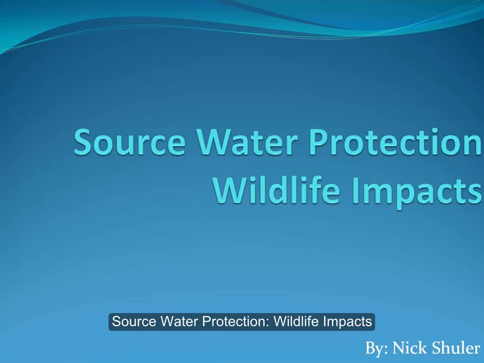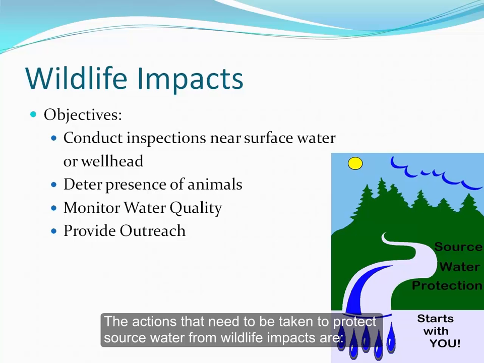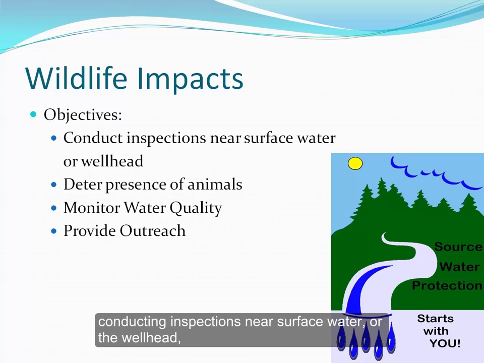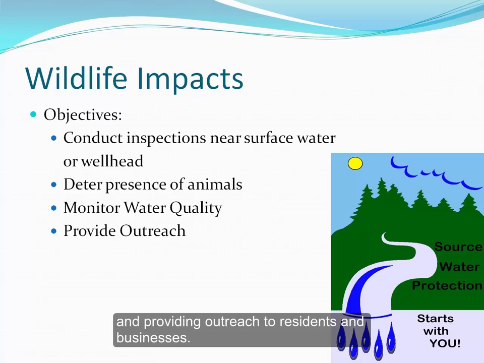Source water protection, wildlife impacts. This video discusses wildlife impacts to public water supplies and recommendations for how to address them. The actions that need to be taken to protect source water from wildlife impacts are conducting inspections near surface water or the wellhead, deterring the presence of animals, monitoring water quality, and providing outreach to residents and businesses.